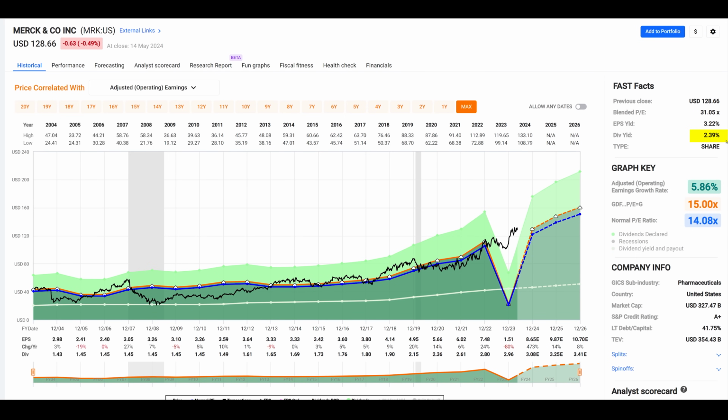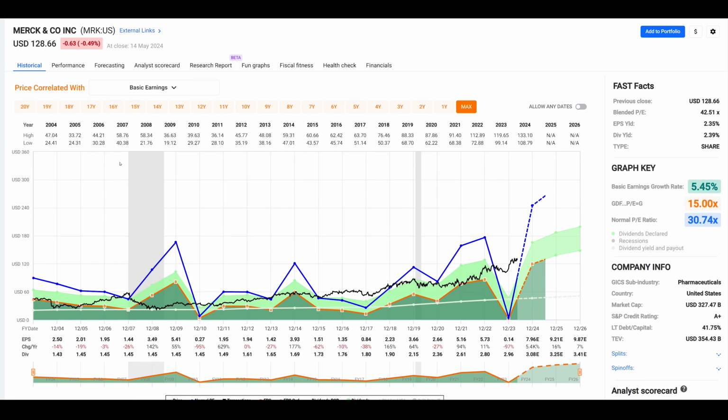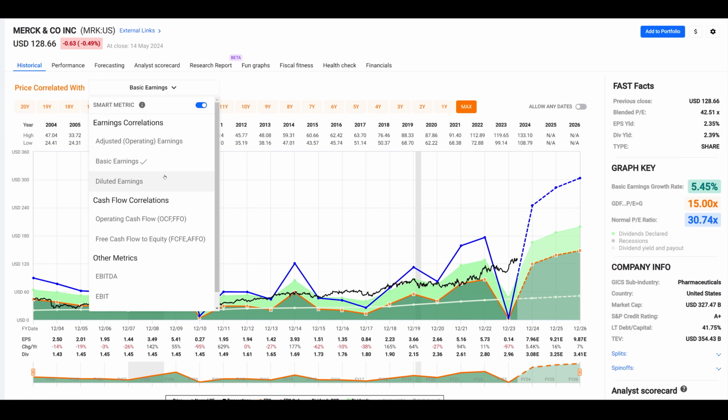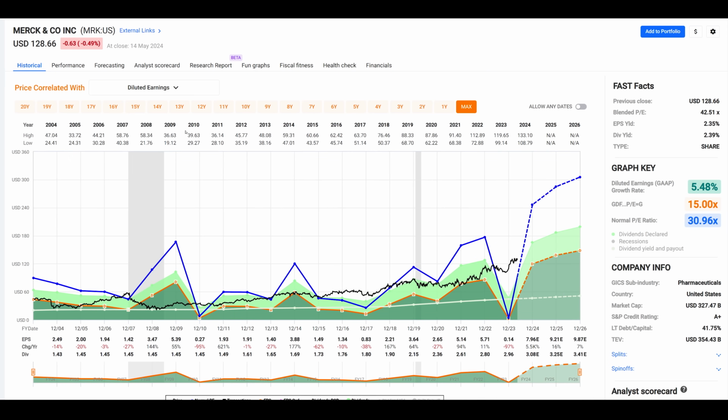Merck offers a 2.39% dividend. The blended PE is 31, but that's a little bit misleading, okay, because the company had this huge drop in earnings. Now, if I look at all levels of earnings, I can look at another advantage of FASTgraphs. I can look at basic earnings, which includes a lot of write-offs and things. This company's made many acquisitions, and the same would be true of diluted earnings.